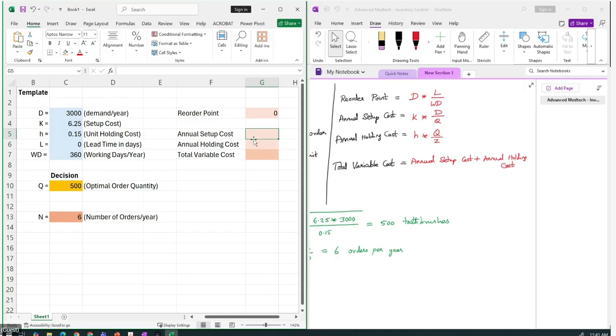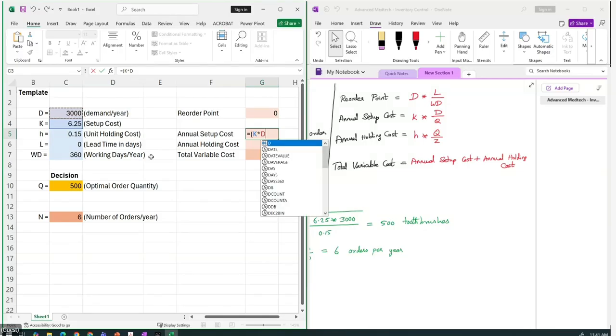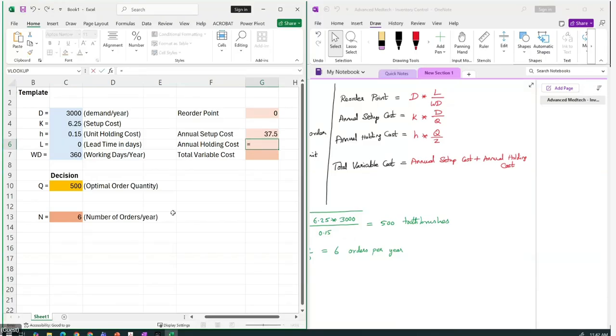Okay. What will be the annual setup cost? Again the numerator is K multiplied by D, divided by Q. Okay. K multiplied by D divided by Q. I hope you're with me. Fine. Shall we move on? If you have any doubt or questions, let me know. Okay. Thank you. So here the annual holding cost will be H multiplied by Q divided by 2.